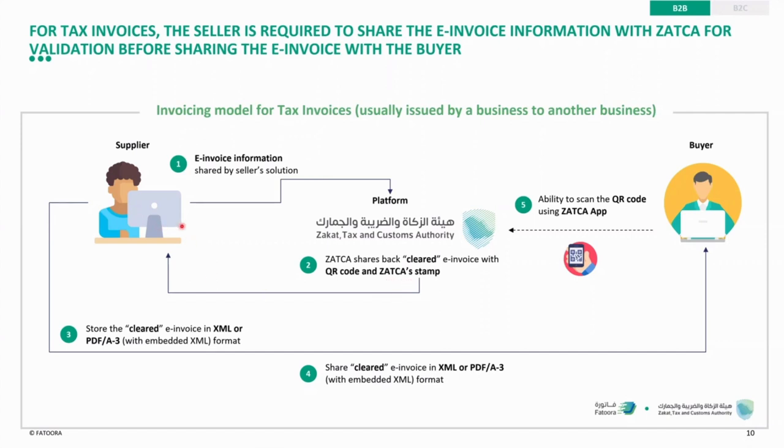Once it is sent back with the clearance, meaning that the QR code has been generated by Zatka and the stamp has been stamped by Zatka, then the supplier will have the ability to share the cleared invoice with their buyer. Of course, the way that they are shared has to be XML or PDF/3. However, they can agree on whichever format they want to share, whether it's paper-based or electronic based. This is something between the supplier and buyer. We're not dictating anything like that.